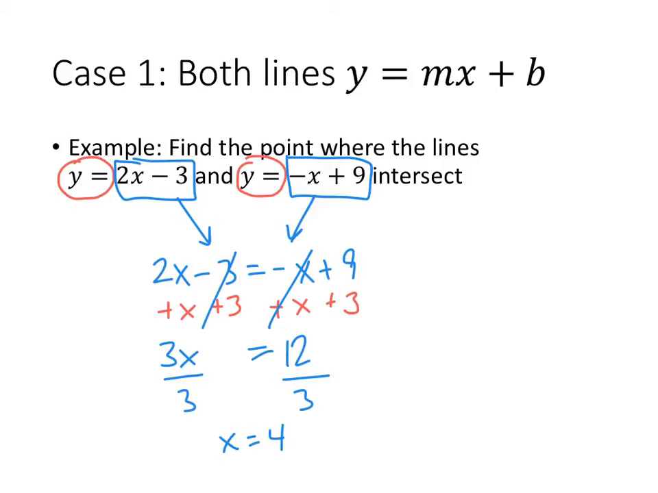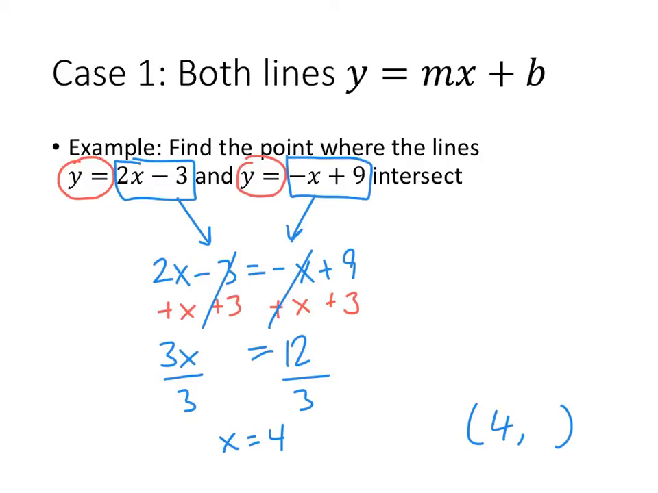Now we're not done at this point, because we're looking for a point, and a point has an x-coordinate and a y-coordinate. But what this x equals 4 tells us is that the answer we're looking for is 4 comma something, and now we have to figure out the something. This point is on both of the lines we were given, so we can take that x equals 4 and plug it into whichever line we want. We can plug it into the first equation, or the second equation. It doesn't matter. We're going to get the same answer both ways.